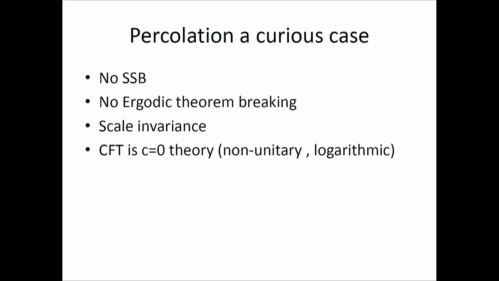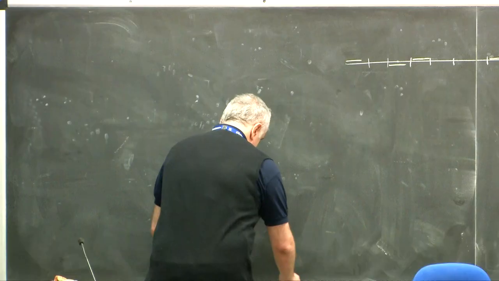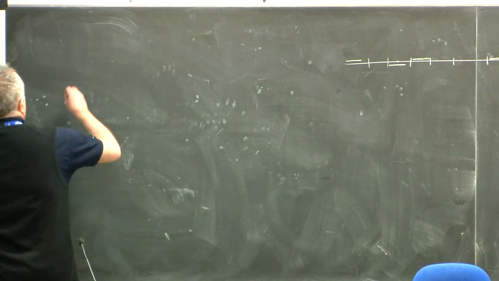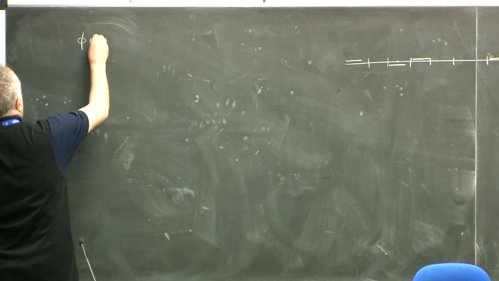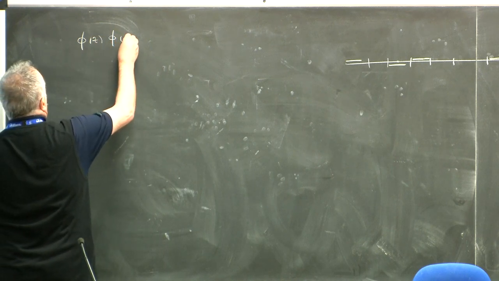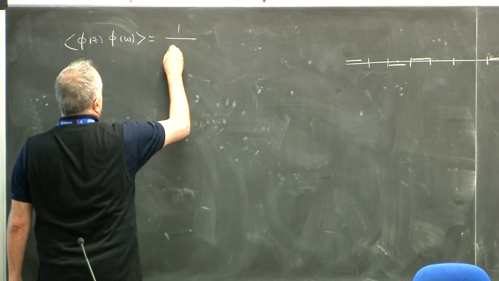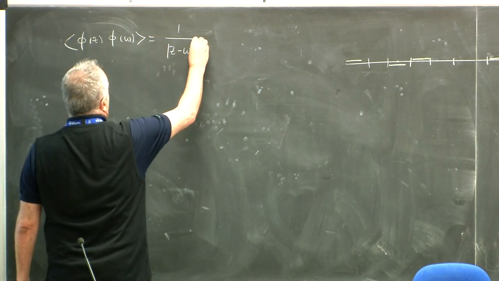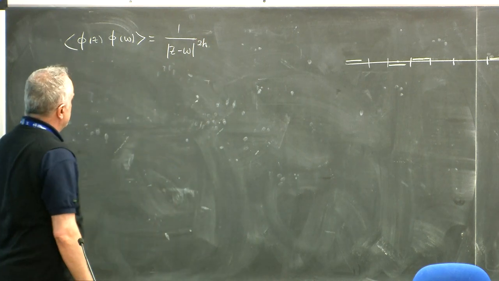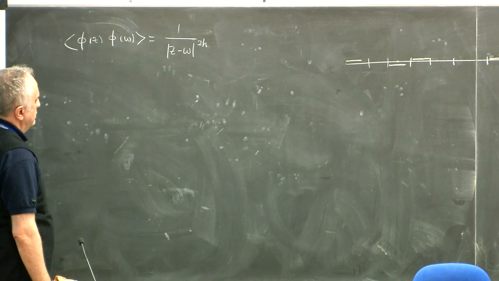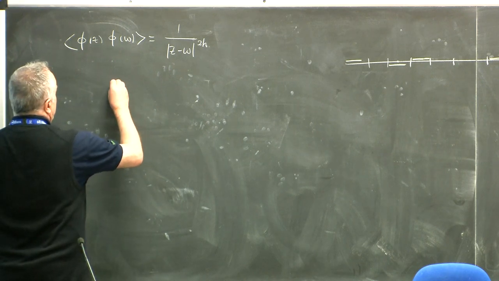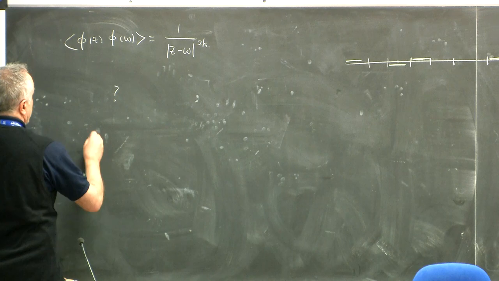A little explanation here is good. So in conformal field theory, I claimed that OPEs are of this shape. The correlators are of this shape. But another shape is possible.